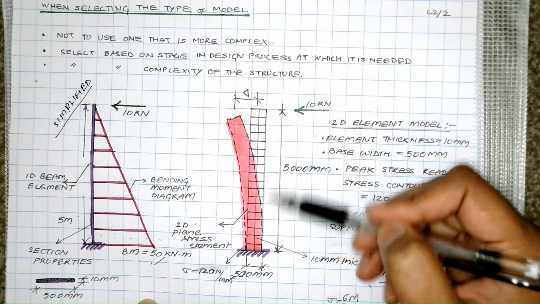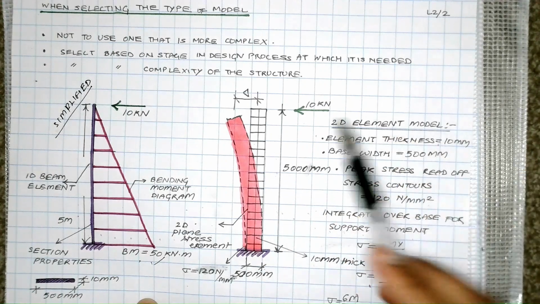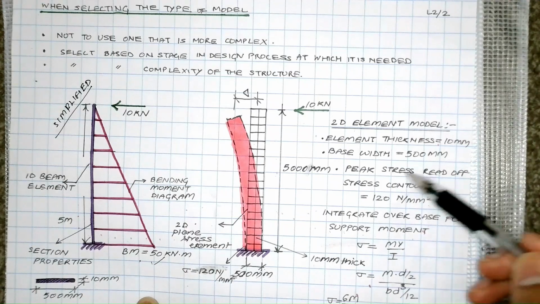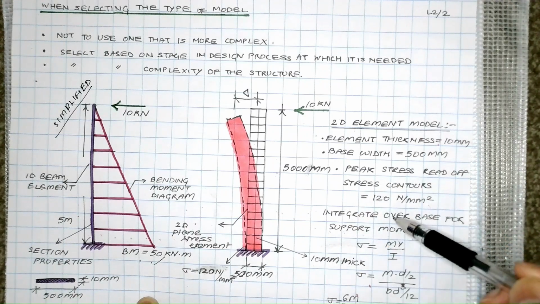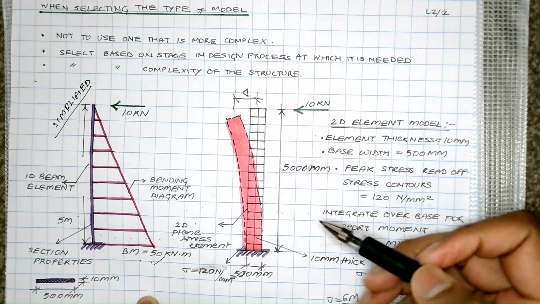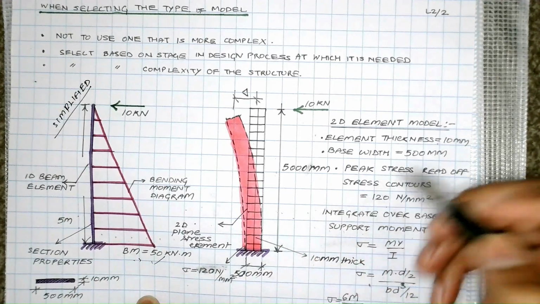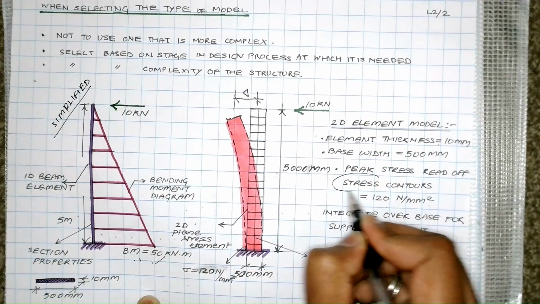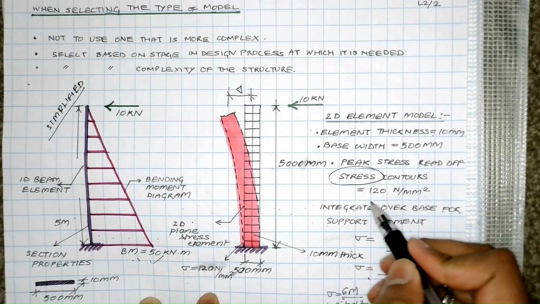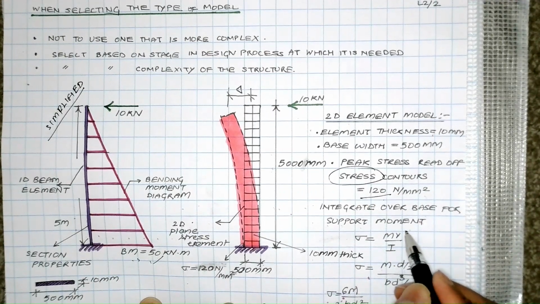The width would be 500. You can actually see the entire section because it is formed with that plate. Now you apply the force onto it, and once you analyze, your software will give you stresses. So you won't get the bending moment from the software, you will get these stresses and stress contours. Once you get the stress contours, you get a value like 120.